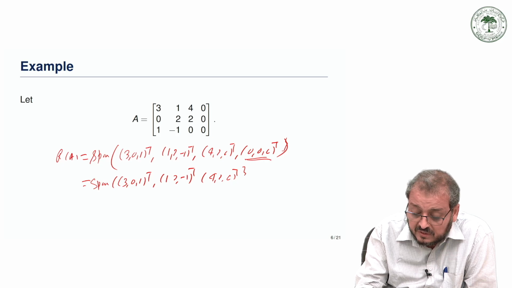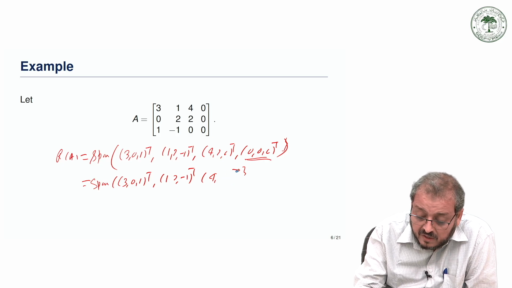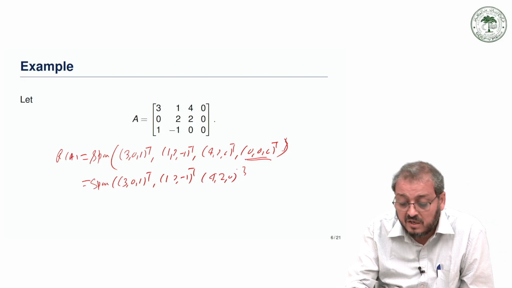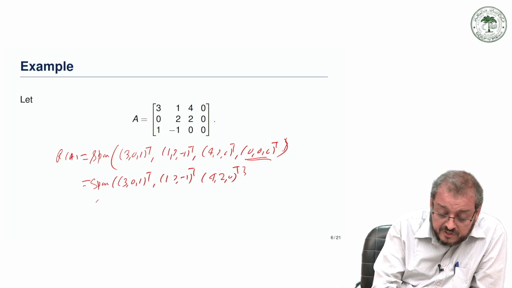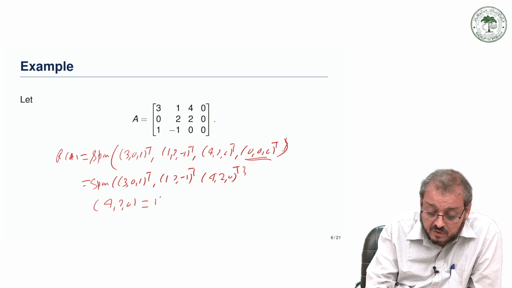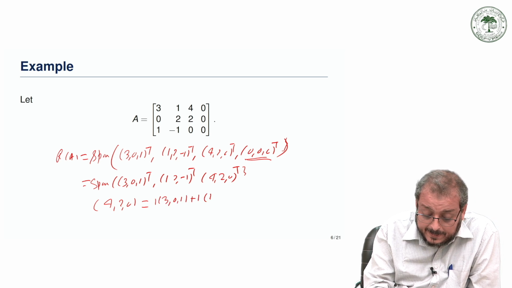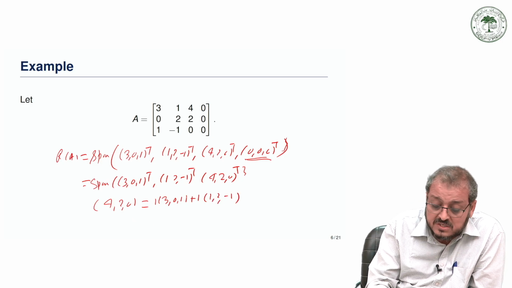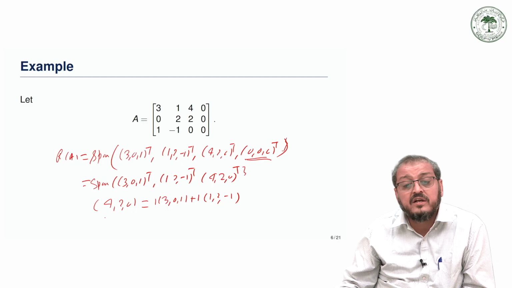So we can just say that this. Now we check if we have (4, 2, 0). Now we check whether these three vectors are linearly independent or not. We have (4, 2, 0) can be written as 1 times (3, 0, 1) plus 1 times (1, 2, -1). So this means these three vectors are clearly linearly dependent.